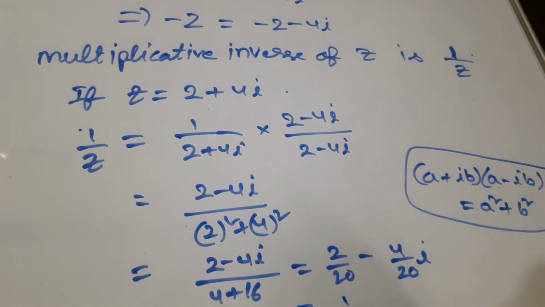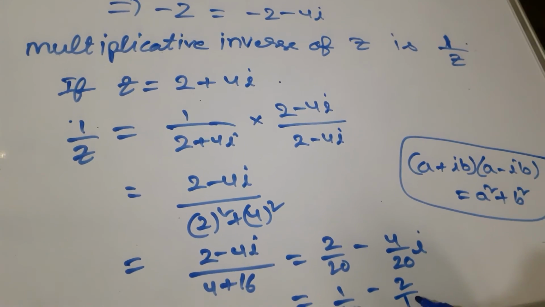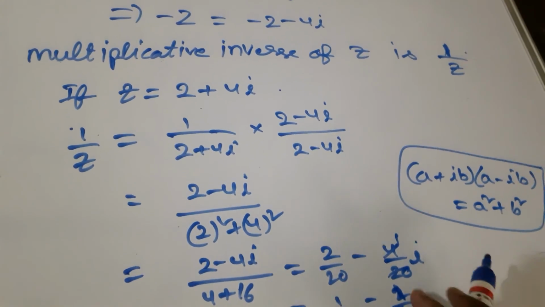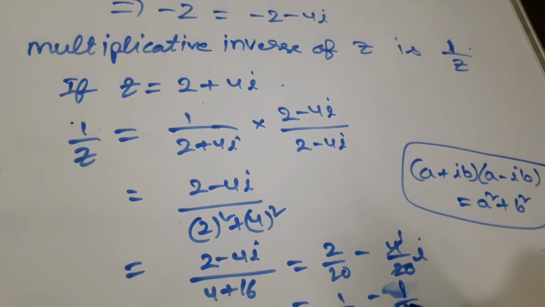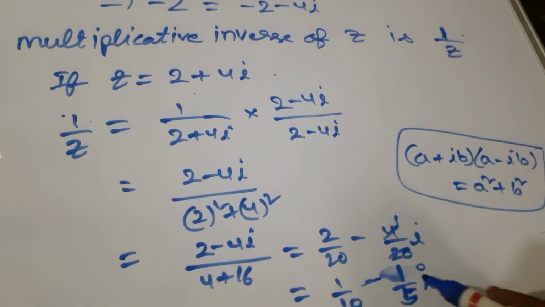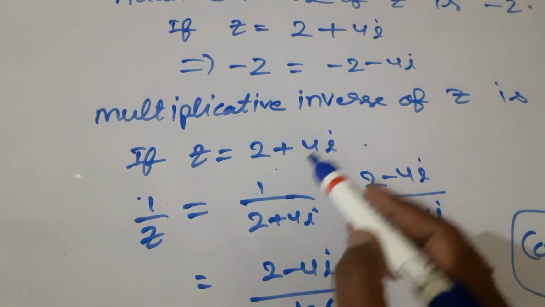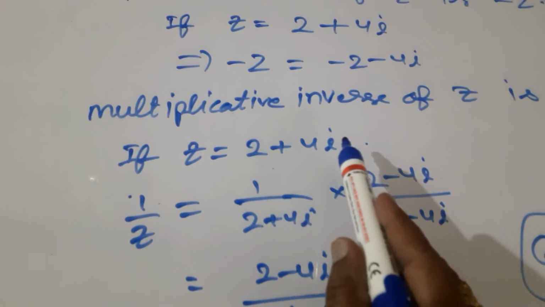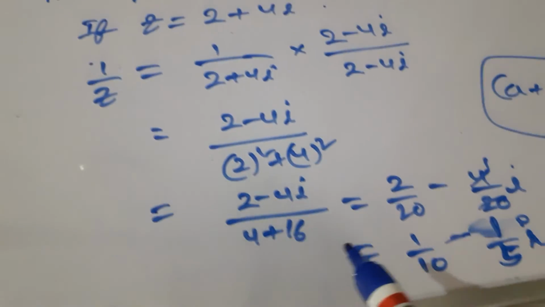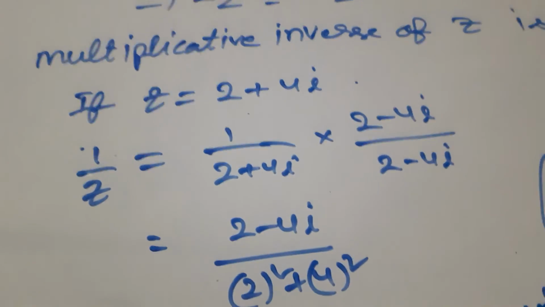So finally you are getting 1 by 10 minus 2 by 10, that is 1 by 5, 4 ones and 4 fives. So we are getting 1 by 10 minus 1 by 5 into i. This is the multiplicative inverse of the given complex number z. So if z is equal to 2 plus 4i, the multiplicative inverse of z is 1 by z, equal to 1 by 10 minus 1 by 5i. Okay, this is the multiplicative inverse.